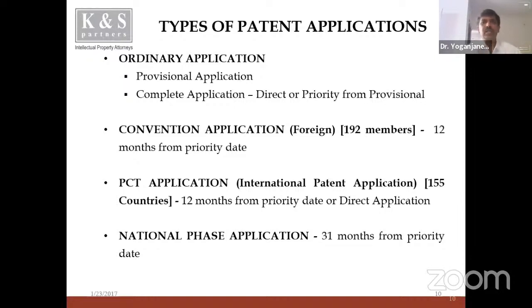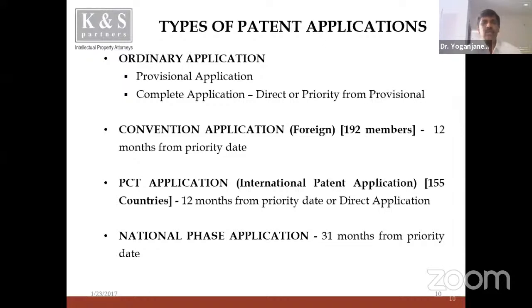Within 12 months of the filing of a provisional application, an inventor can file applications in the convention countries. There are 192 members in the Paris Convention. In all those countries, from the date of priority of filing the application, a complete application can be filed to protect his innovation in the form of a patent.